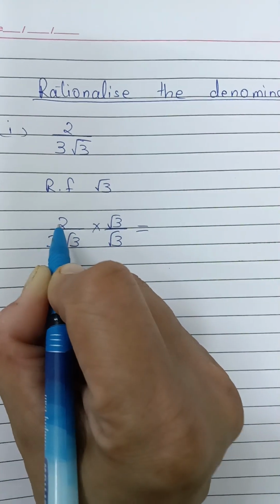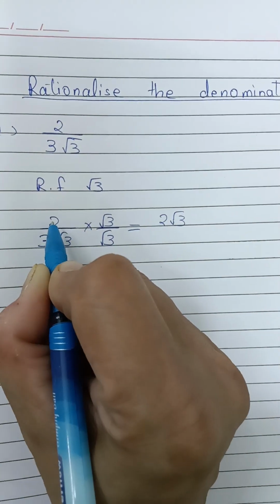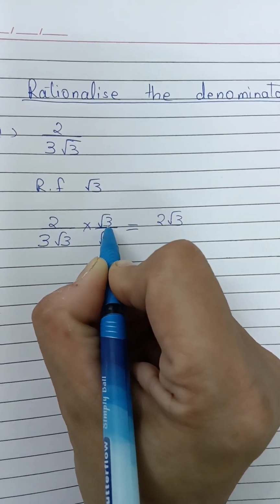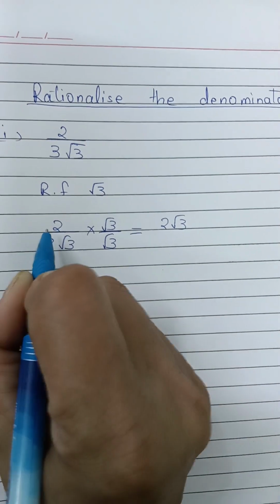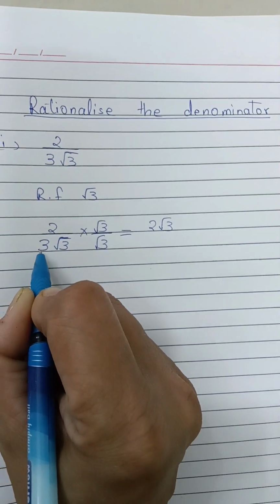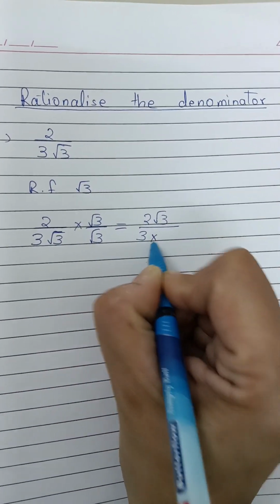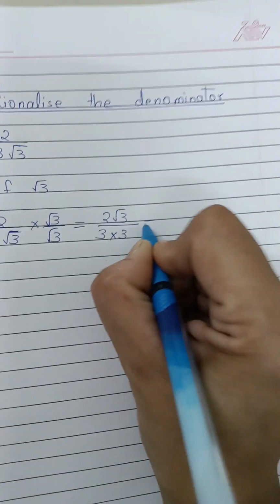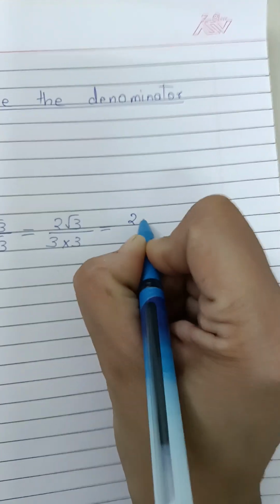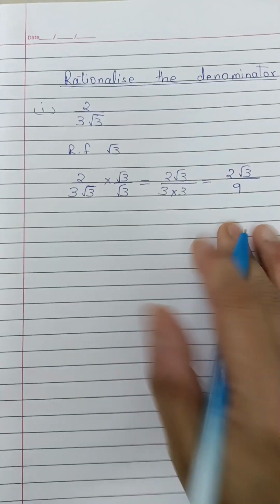So the answer is 2 into root 3, which is 2 root 3. We never multiply the outside number to the root inside number. We always multiply the outside number with the outside and the inside number with the inside. So in the denominator it will be upon 3, and root 3 into root 3 makes it another 3. So finally we have the answer 2 root 3 upon 9. This is the final answer to the question.